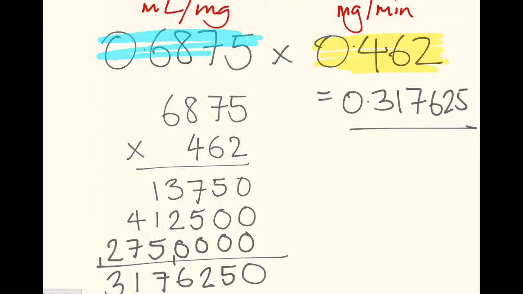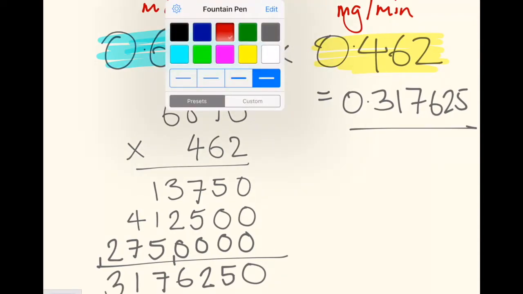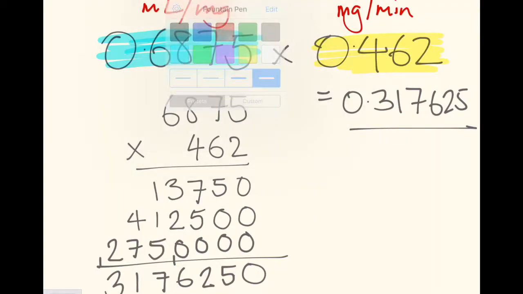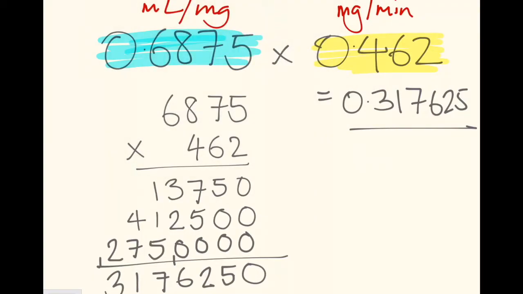So I've got milliliters per milligram multiplied by milligrams per minute, to find milliliters per minute, right? Okay, last thing we need to do, we need to find milliliters per hour.